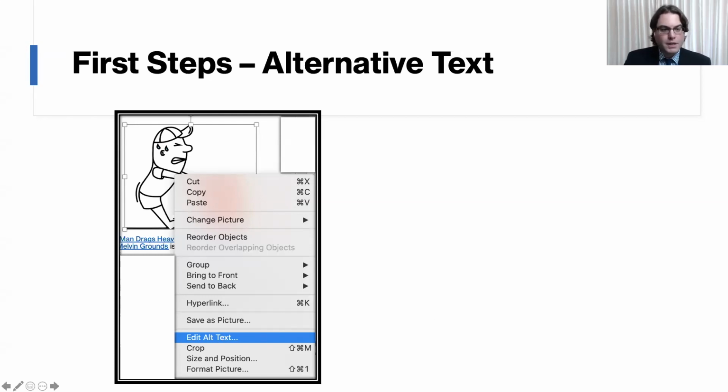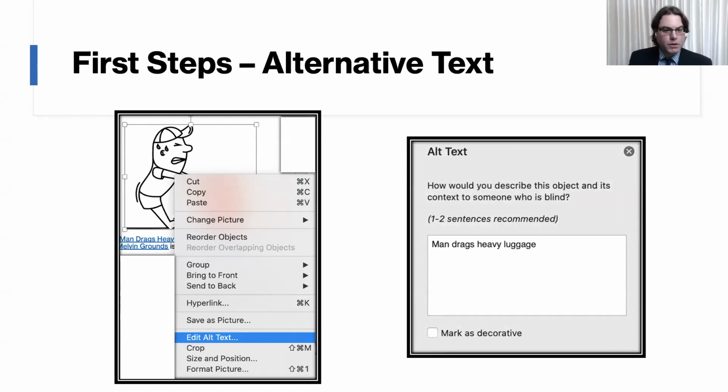So to add alternative text, you right-click on the image, for example, or right-click on whatever the object is you're adding alternative text to, and then you click Edit Alt Text and write a brief description. So I made this one very brief. Man drags heavy luggage. And that's pretty much all that needs to be known from this picture.